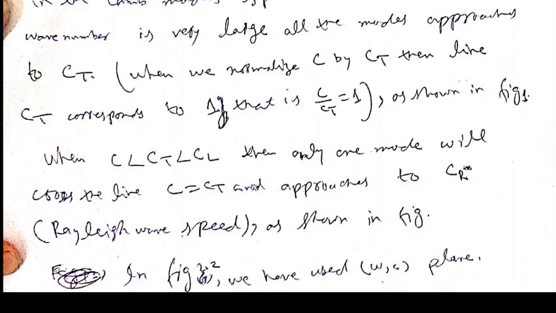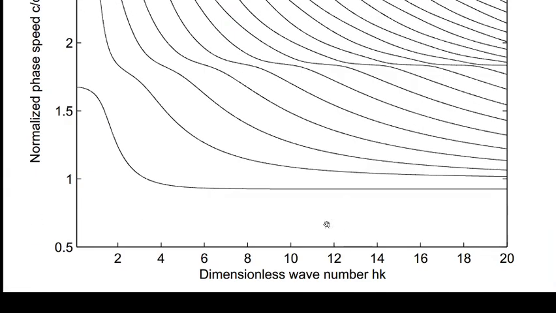Here what I was saying for the figure is written here. When C is less than CT, less than CL, only one mode will cross the line and approach CR, the Rayleigh wave speed, as shown in figure 2.2. When we are below the one, only one mode will cross this line and approach the value of CR, which is the Rayleigh wave speed. We will show this analytically, when C is less than CT, less than CL, we have the Rayleigh wave equation from the dispersion relation. But I am telling you now that only one mode will cross this line, and then it approaches CR, the Rayleigh wave speed.